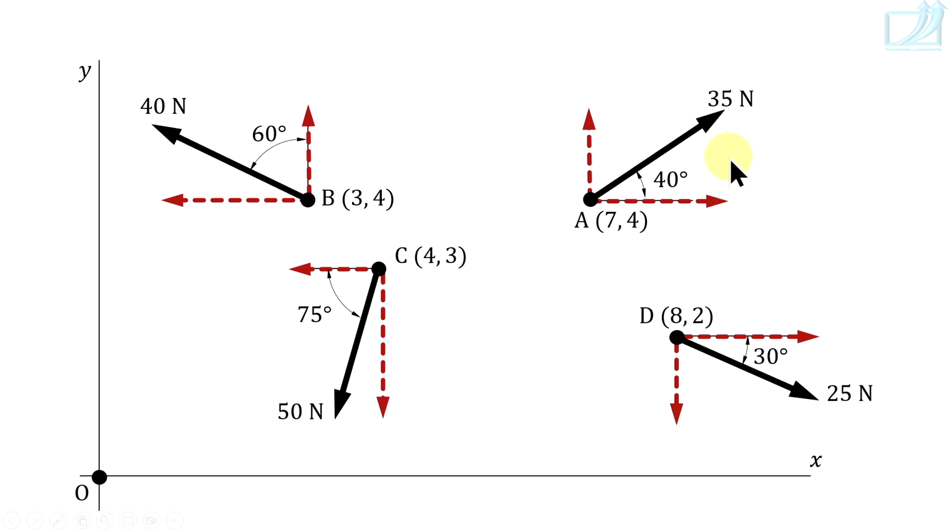The component adjacent to the angle is the cos component. So in this diagram, for this 35 Newton force, we have inserted the angle with the x-axis. So the x component is the cos component and therefore the y component is the sin component. Also take care of the unit, it's Newton.